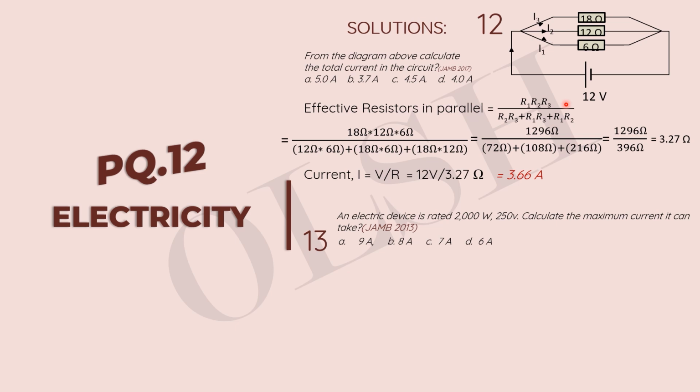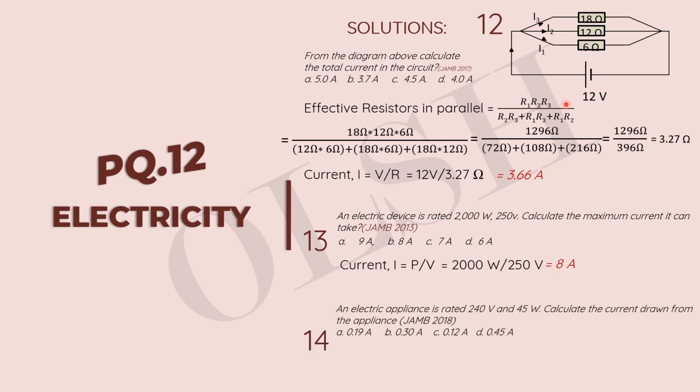Number 13, an electric device is rated 2000 watts, 250 volts. Calculate the maximum current it can take. If we have a device rated at 2000 watts and 250 volts, of course we're dealing with power here, and we know that power is equal to I times V. So current times voltage. We have the voltage there already, so all we need to do is find the current through that formula. So current is P over V, so that will be 2000 watts divided by 250 volts, and that will give us 8 amps.